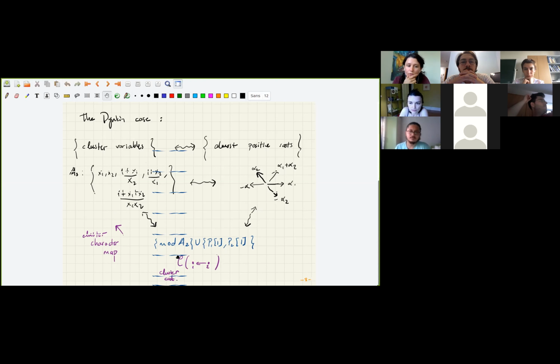People have already explicitly described a map, called the cluster character map, from objects of the cluster category to the cluster variables. So I give this map a representation, a module, and the output gives me the cluster variable. Of course, this is all done in the finite setting, namely when we have finitely many representations, finitely many cluster variables, finite root systems.